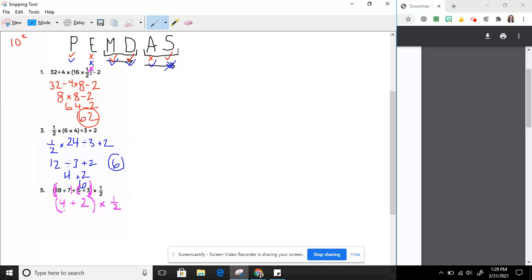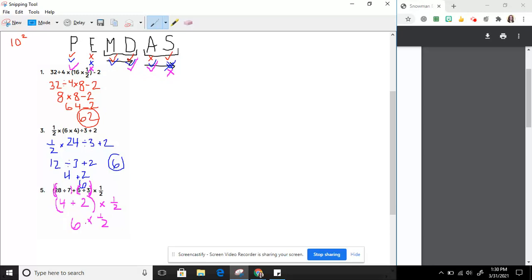So now we've got 4 plus 2 in the parentheses times 1/2. So we're going to solve what's inside of the parentheses. 4 plus 2, which is 6. That gets rid of our parentheses now, times 1/2. So let's check our PEMDAS. We did what's in the parentheses. There were no exponents. I'm sorry, there was no multiplication inside the parentheses. We did our division inside the parentheses. We just did our addition that was inside the parentheses. I don't see any subtraction, so we don't have to worry about that.